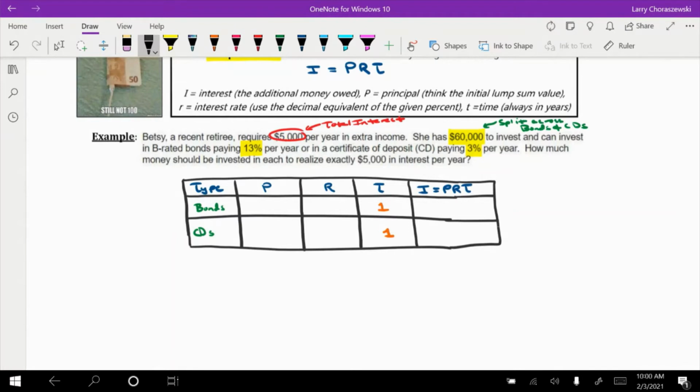Now it doesn't tell us how much is going into the bonds. So with regard to the principal in bonds, let's just call that X. It doesn't tell us how much is going into CDs, which, if we wanted to, we could use a variable Y, or we can write an expression that involves this X. If X dollars are going into bonds, then the amount that's left over to go into CDs would be 60,000 minus X. So in other words, the difference between 60,000 and how much you put into bonds is how much is going to go into CDs. That make sense?